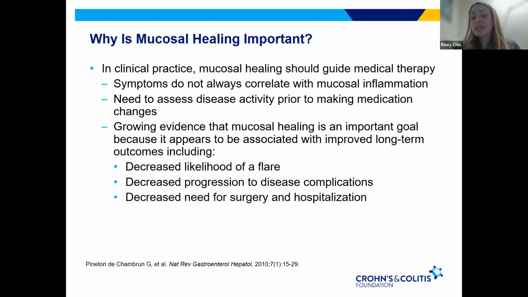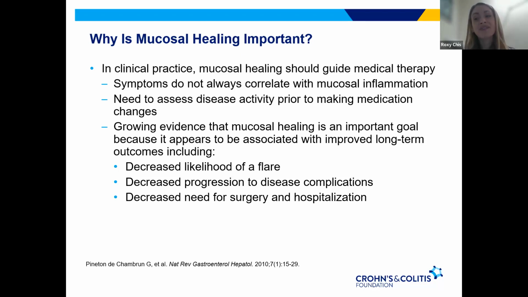So just really briefly, why do we care about the mucosa healing? Well, like I said, it's what we target when we get patients on treatment. And oftentimes, like I said, symptoms do not mimic clinical activity. So sometimes people can be completely asymptomatic or mildly symptomatic, but then when you look inside, they have rampant inflammation. And so before we make any treatment decisions, we look inside.